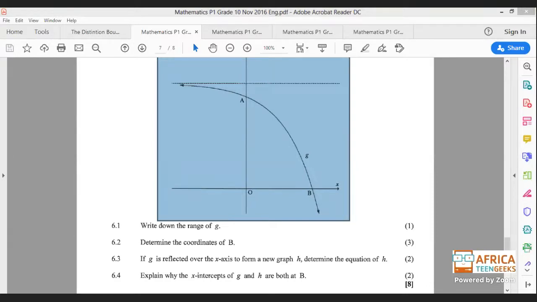The graph of g was reflected over the x-axis to form h, because if y is 0, then the solution will be the same for both functions. Yes, that's perfect.